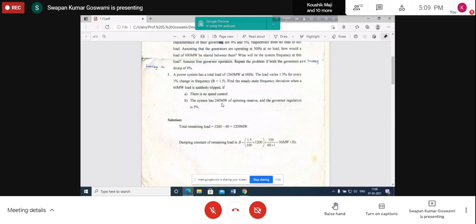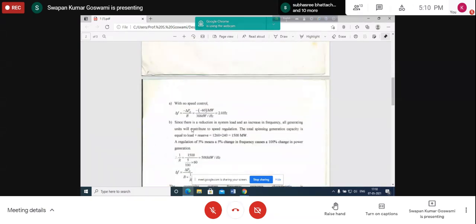That means when the load being supplied was 1200 megawatt, there was a reserve capacity of 240 megawatt available with the generator. This capacity was spinning. That means the generator was synchronized, and the reserve capacity available was 240 megawatt. So the total capacity is 1260 plus 240, which means 1500 megawatt. That means the capacity of the generator was 1500 megawatt.